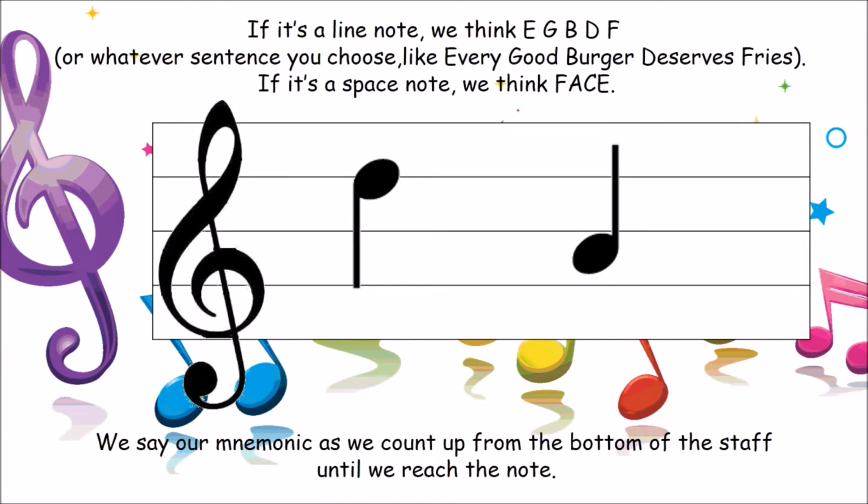We say our mnemonic as we count up from the bottom of the staff until we reach the note. This is a line note, so we're going to think every good burger deserves fries. Every good burger deserves. So this note is D. This note is a space note, so we're going to think FACE. Start on the bottom space, F, A. So this note is A.